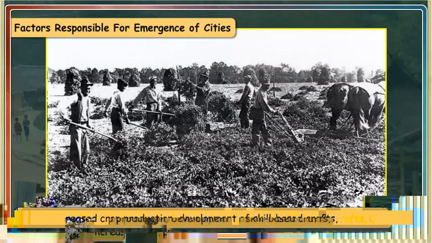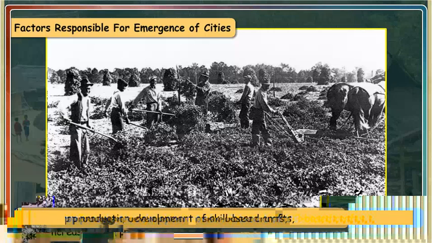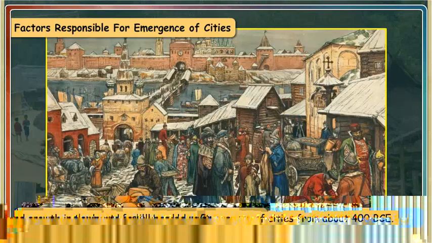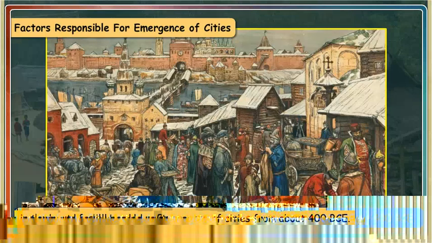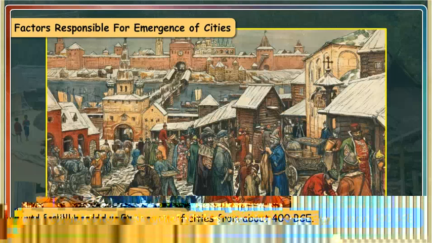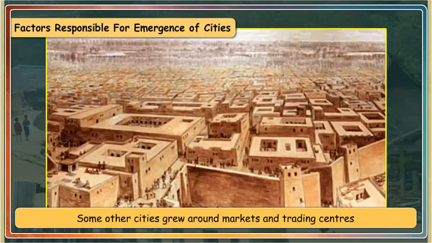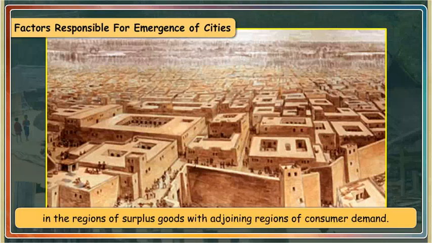Factors responsible for emergence of cities. Increased crop production, development of skill-based crafts, and growth in trade and commerce led to emergence of cities from about 400 BCE. Some cities grew as administrative and political centers, that is, Hastinapur. Some other cities grew around markets and trading centers that catered to a number of villages. These were located in the regions of surplus goods with adjoining regions of consumer demand.